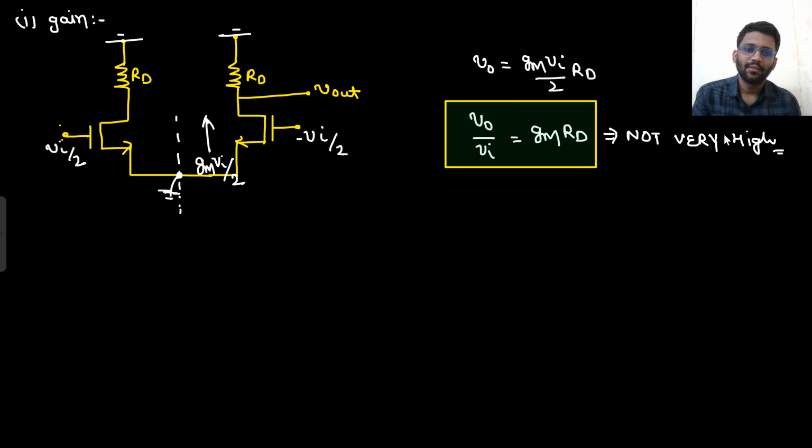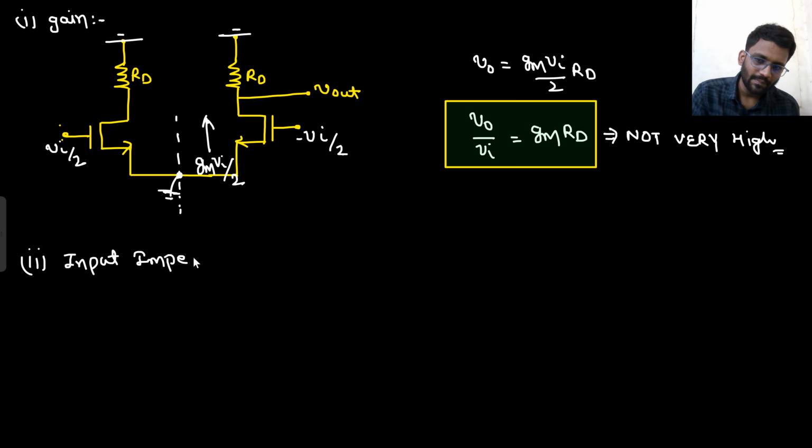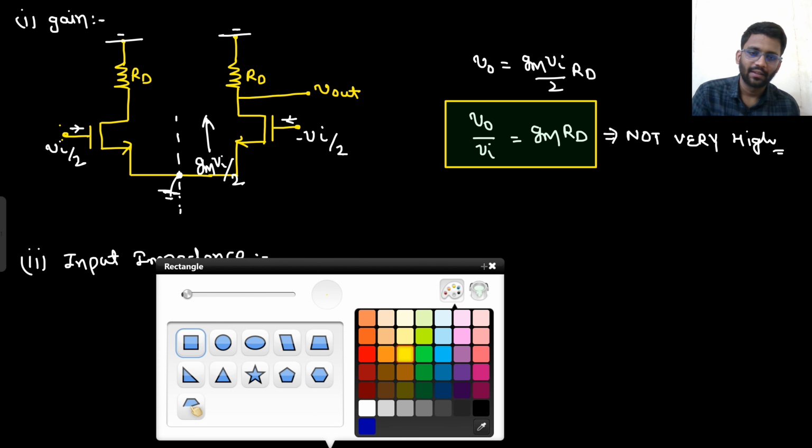Let's check other things. For getting a high gain, we can do other things as well. But let's check other things, like am I getting a high input impedance? Before that, let's check the output impedance. Actually, let's first check the input impedance. What is the input impedance? It would be V in by I in. How much current is coming here? 0 ampere. How much current is coming here? 0 ampere only. So input impedance is infinity, which is high, and this is what we wanted.